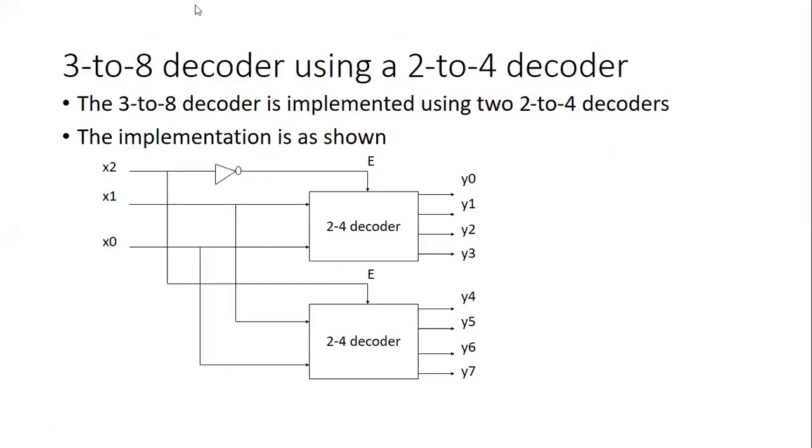So if you take a 3:8 decoder, clearly it is telling the number of inputs required is 3. The number of outputs required is 8. But one 2:4 decoder will take 2 inputs and it will give 4 outputs. So if you take two 2:4 decoders, the number of inputs is 2 and output is 4 for each.